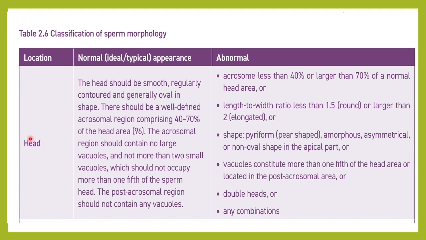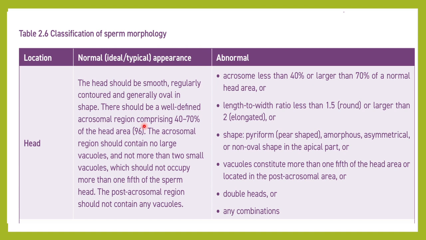So they say that the head, I've told you, the head has to be very smooth, it has to be regularly contoured. It should have an acrosomal area which comprises around 40 to 70 percent of the head, and the acrosomal region should contain no large vacuoles and not more than two small vacuoles. They should not occupy more than 1/5 of the sperm's head.